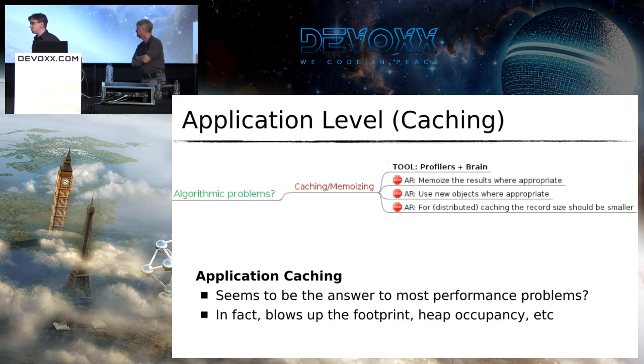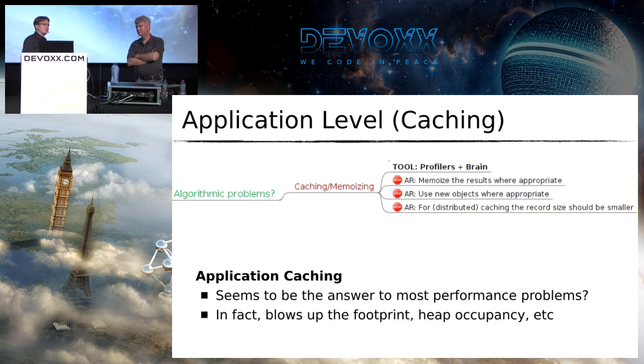Caching. It looks like the solution to just about any performance problem in the wild. So if you have troubles with something, just cache it. It's not particularly the solution in some of the cases, because caching blows up your memory footprint. It gets more work for GCs and whatnot. So you have to be careful there as well. Yeah. You cannot just blindly cache everything that you have in your application, because otherwise you are heading for trouble. There's a life cycle cost to caching, right?